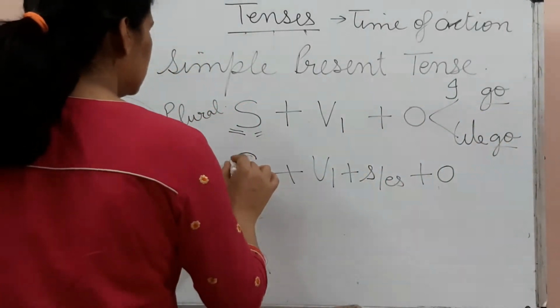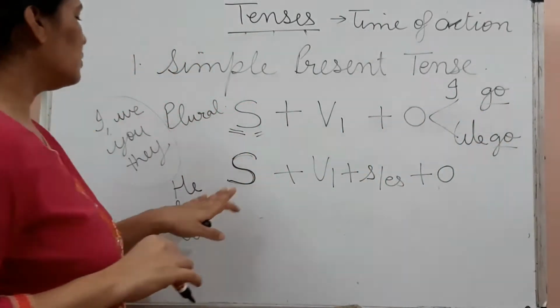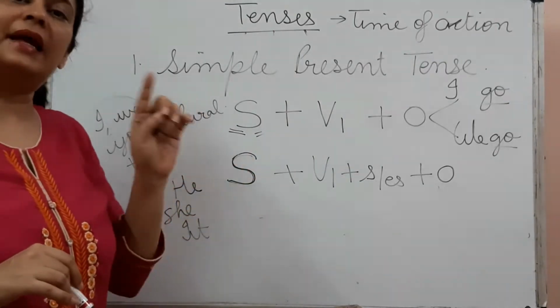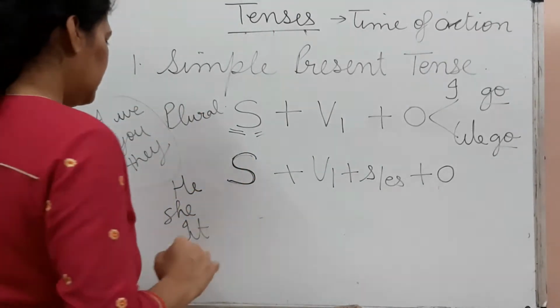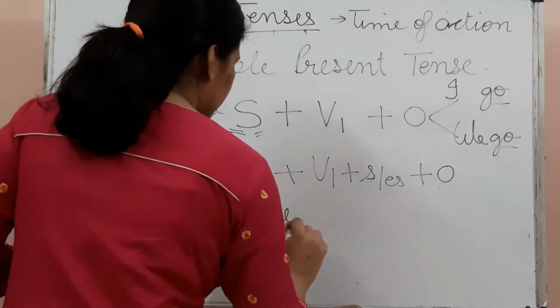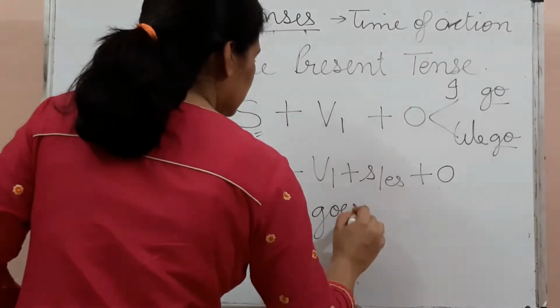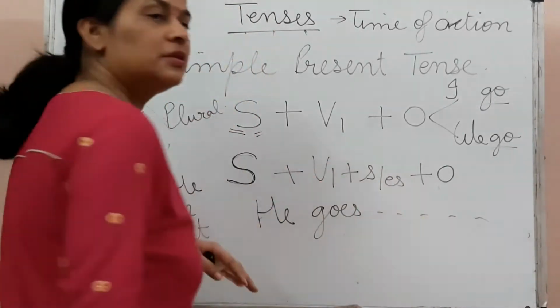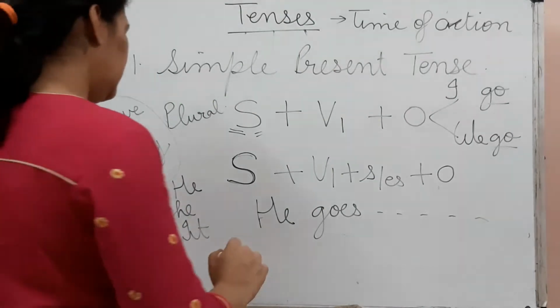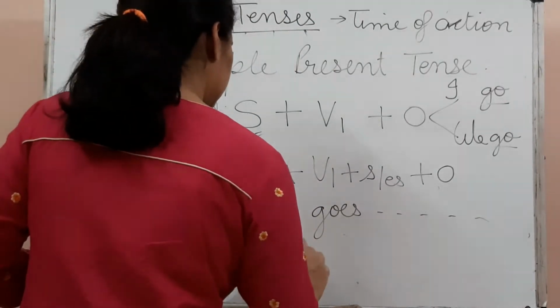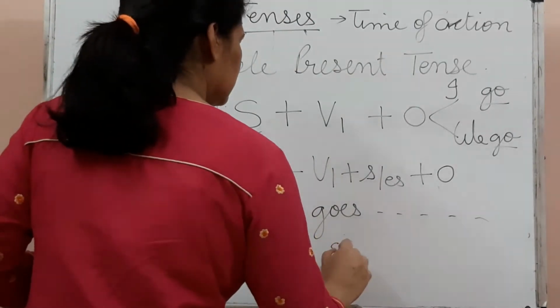Now we come to the singular subject. Now singular subject, we have to apply S or ES. Example, if it is he, then it is he goes to the market. Or it can be it sits.